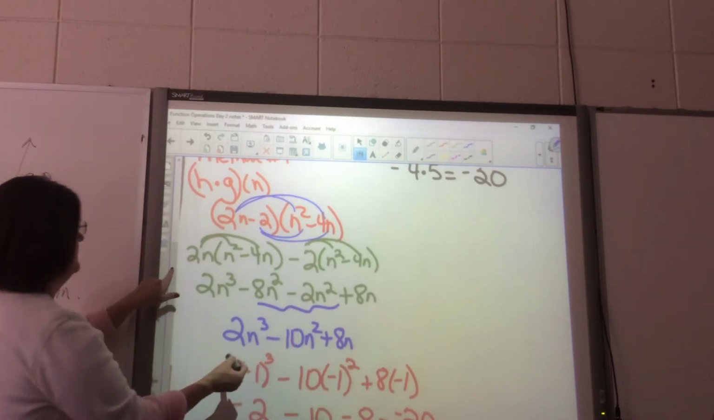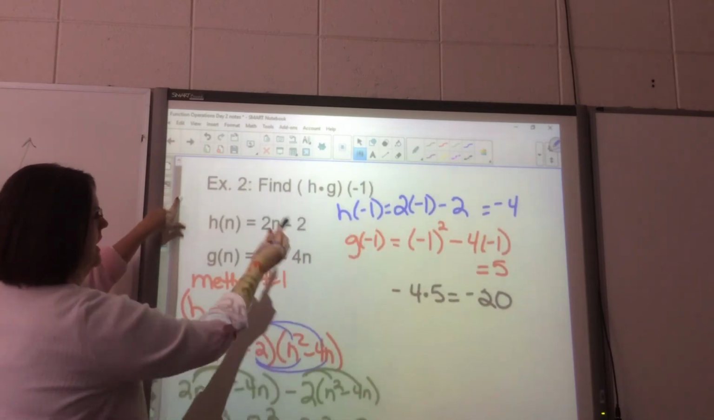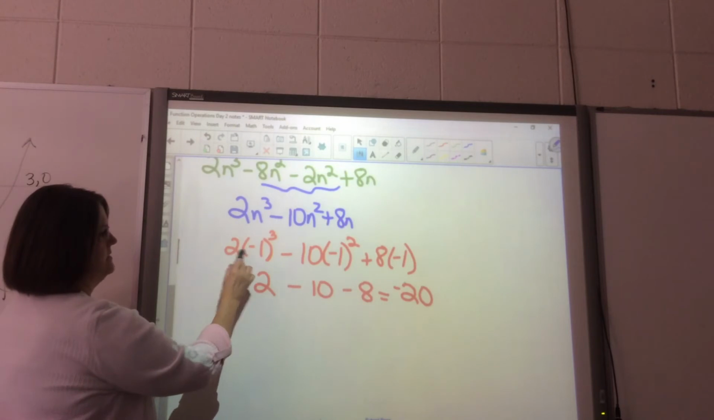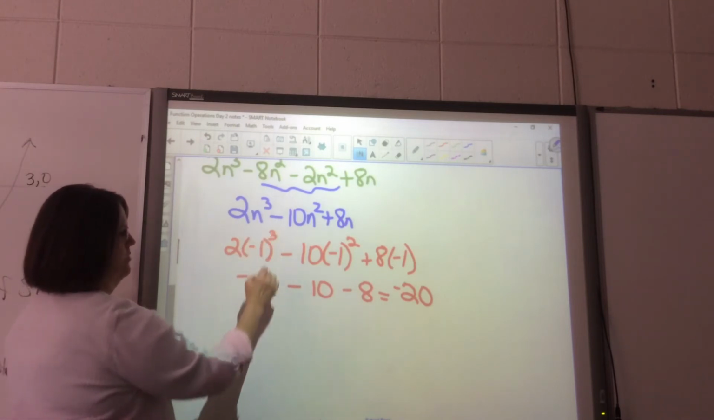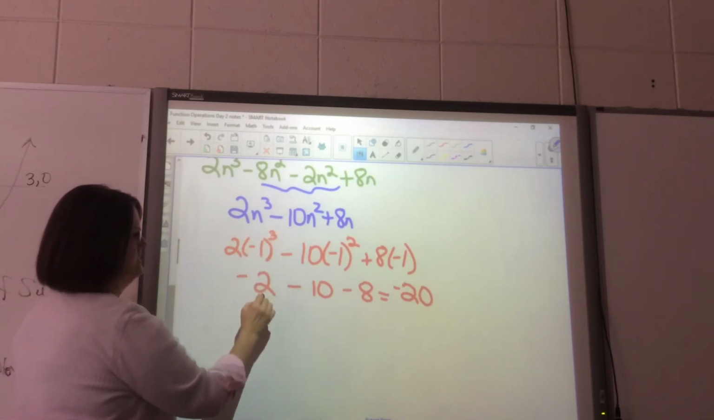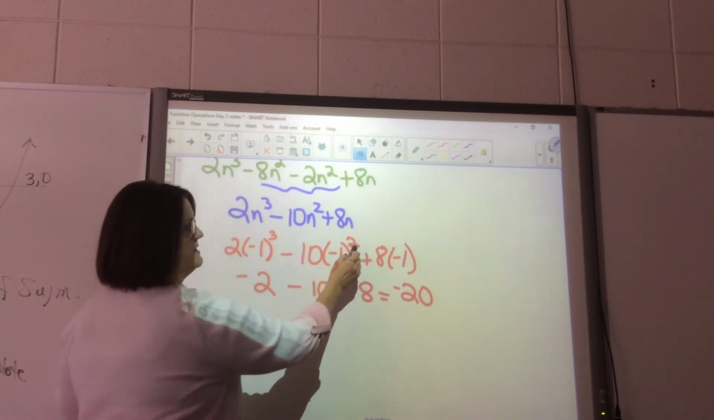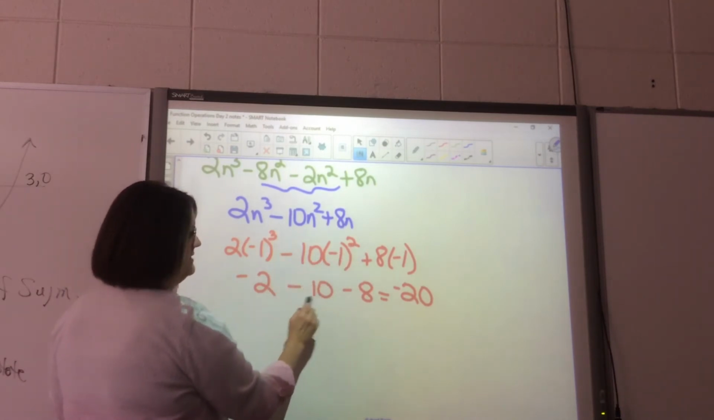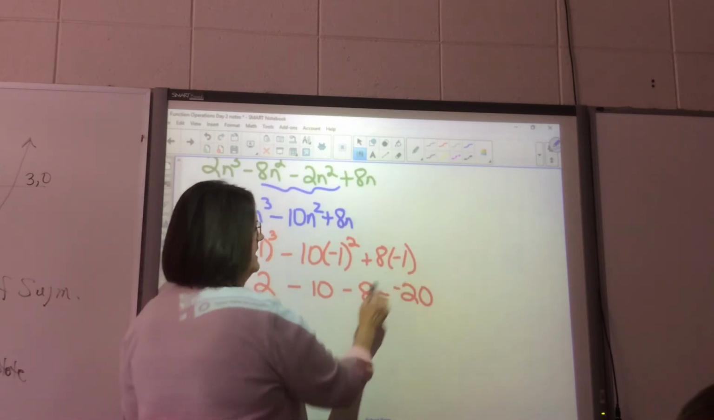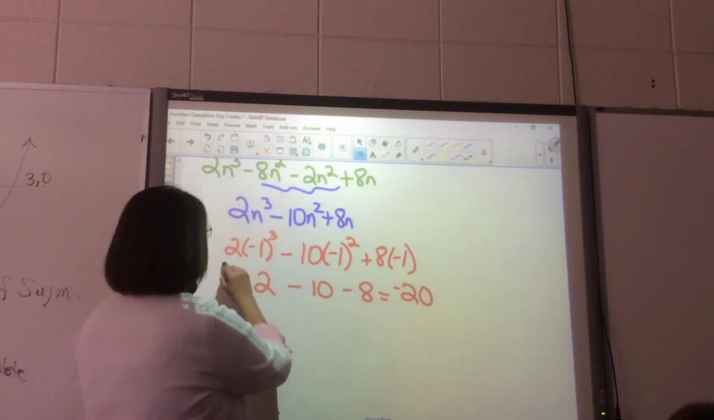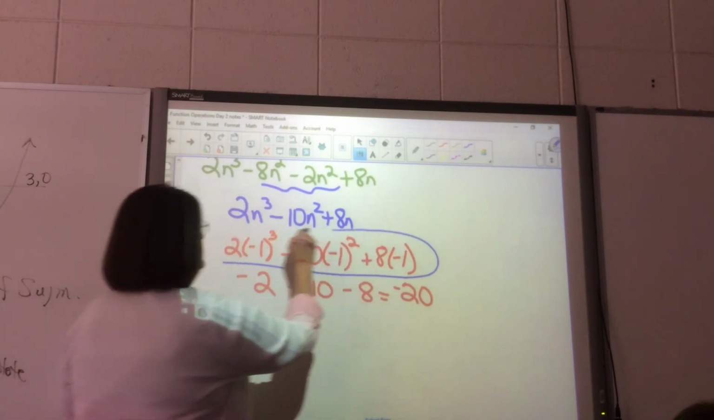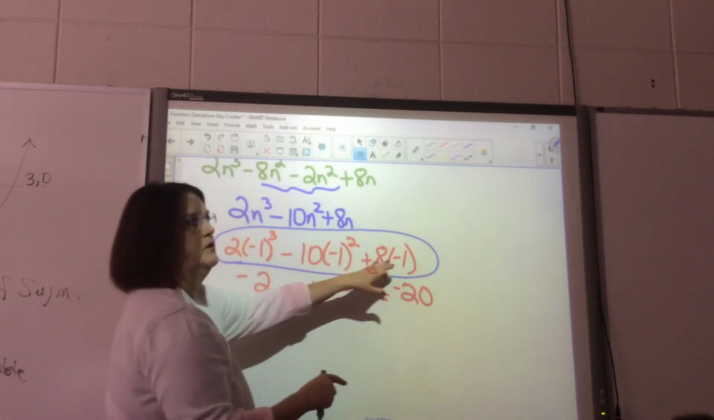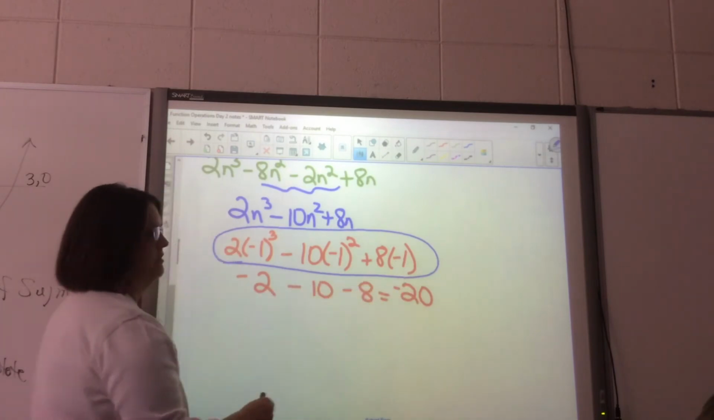And then you substitute in negative 1, and use parentheses. So negative 1 to the third power is negative 1. 2 times negative 1 is negative 2. Negative 1 to the second power is positive 1. Negative 10 times positive 1 is negative 10. And then 8 times negative 1 is negative 8. You can put this into the calculator just like you see it here, complete with the exponents in the parentheses, and the calculator will evaluate it for you.